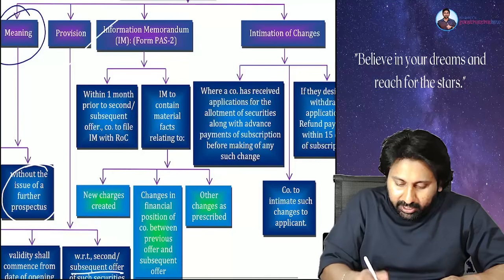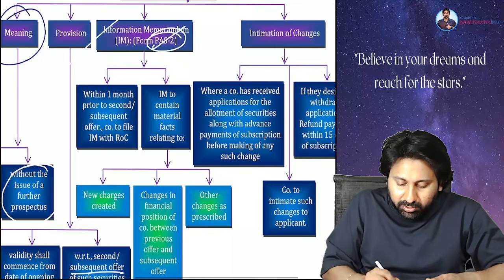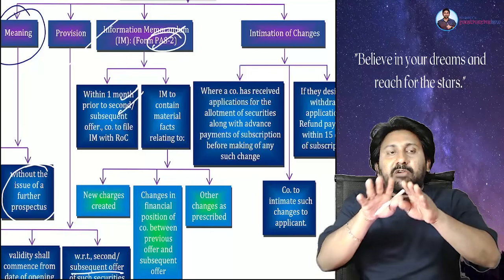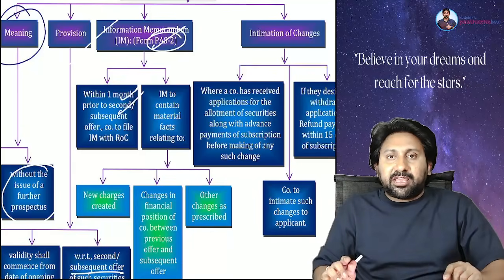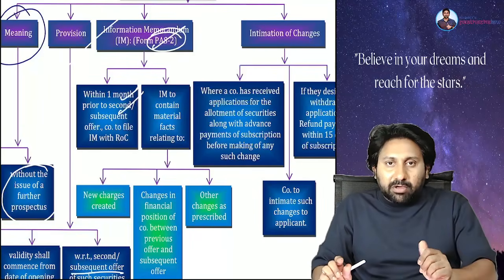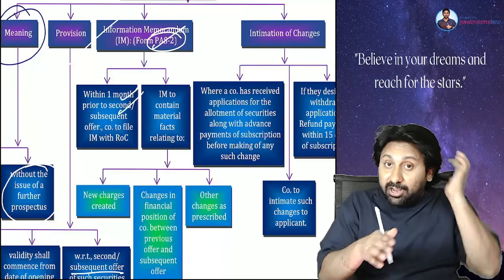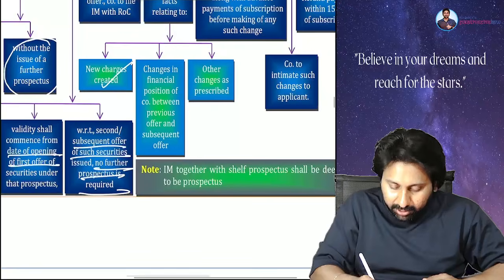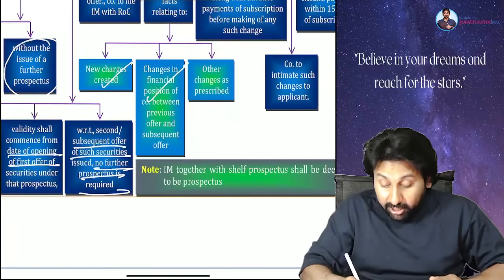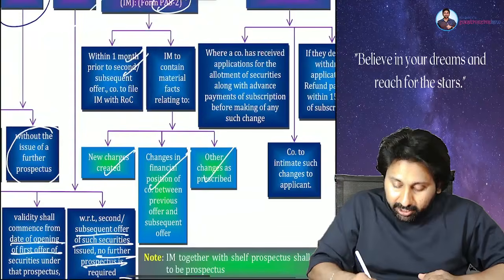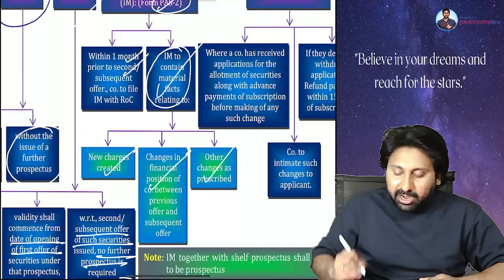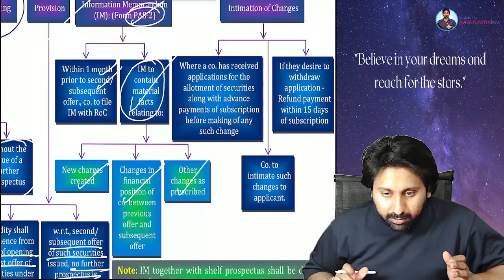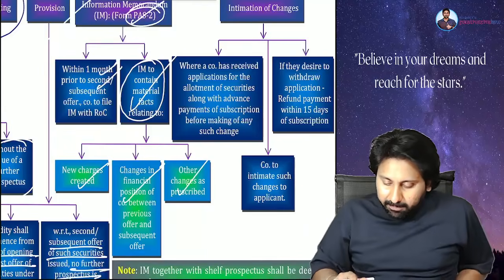Next one. Information memorandum, PAS-2, within 1 month prior to the subsequent offer. For example, we wanted to make 6 public offers in a year. First public offer over. After the first public offer, before the second public offer, new charges created, financial position changes. Any important changes that happen, inform in the form of an information memorandum. Understand the point or not? These are some important points.